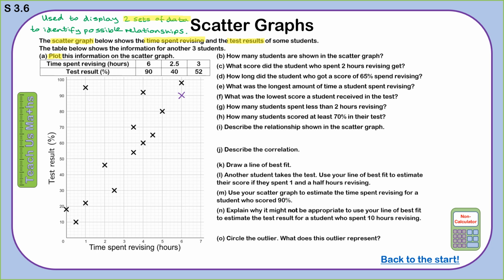So the next student spent 2.5 hours revising and got a test result of 40%. So we go along the x-axis until we reach 2.5 hours, and then up the y-axis until we reach 40%, and plot that student's point there. The last student in the table spent 3 hours revising and got a test result of 52%. So we go along the x-axis to 3 hours and up the y-axis to 52, which is just here, and that's the point plotted for that student there.